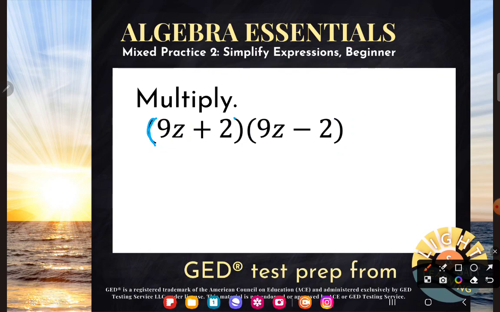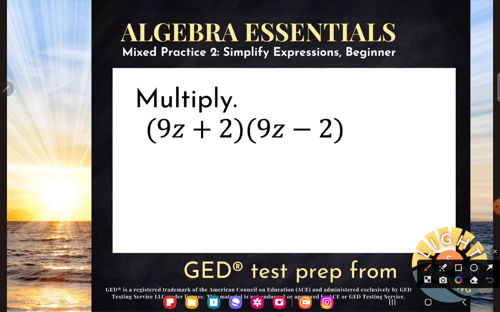Now, I guess you could say, but Kate, that's not the only thing going on here. There's also addition and subtraction inside the grouping. And yes, you're correct. There is. But you can't do that math. You can't add 9z and 2. They're not like terms. First one's a z term. Second one's a constant or a plain old number. You can't subtract 9z and 2 for the same reason.